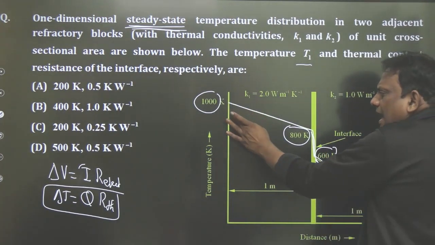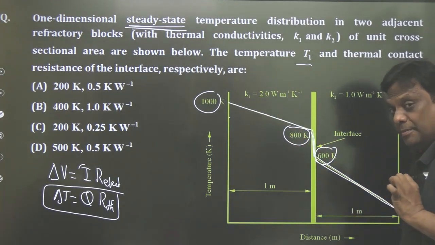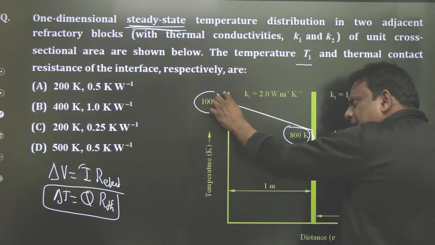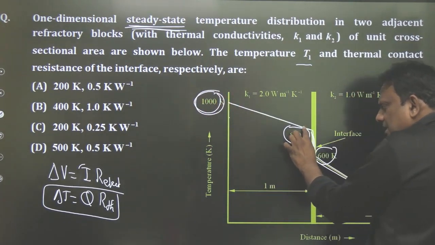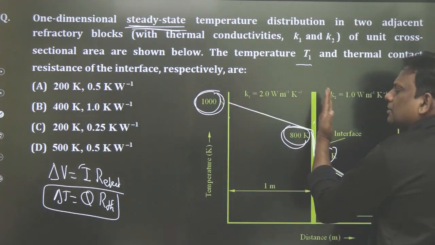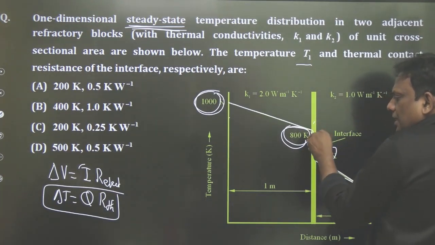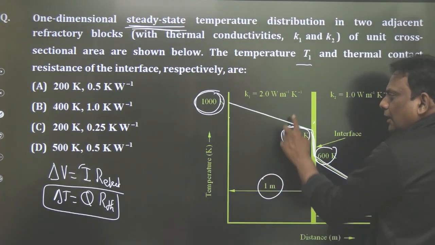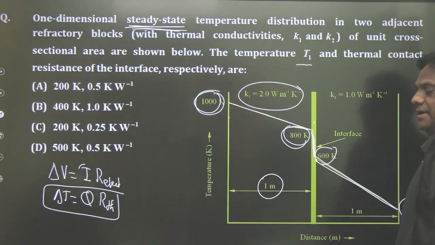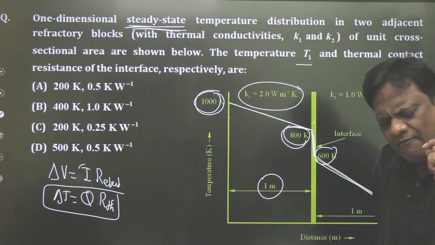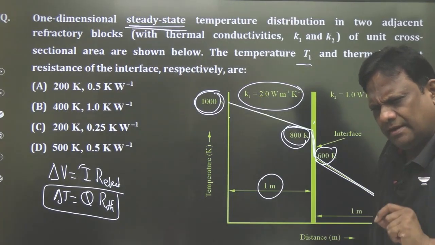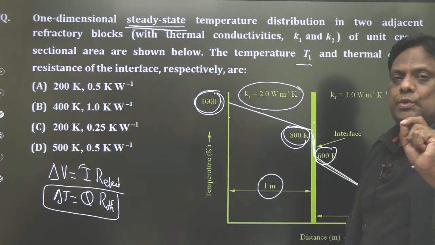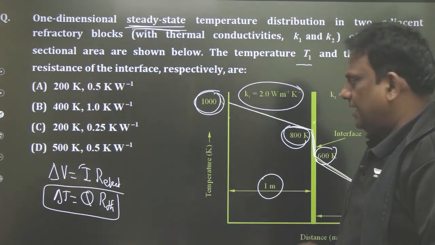For example, I'll apply between these two sections. Now you may be wondering, sir, why are you applying between these two sections? Because this temperature is known to me as 1000, and this temperature, on this side, is 800. And I know the thickness of this, which is 1 meter. I know the thermal conductivity of this. Now you may be asking, sir, what is the area? Whenever the area is not given, and it is not possible to calculate, we always calculate per unit area, that is for 1 meter square area.